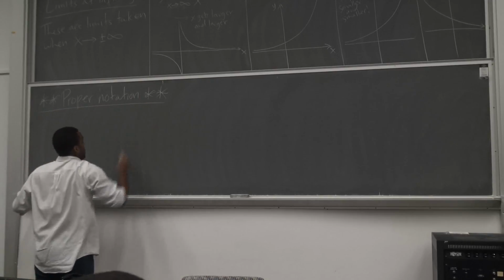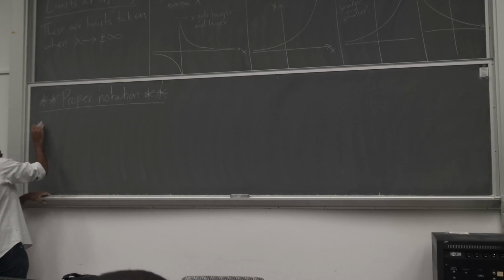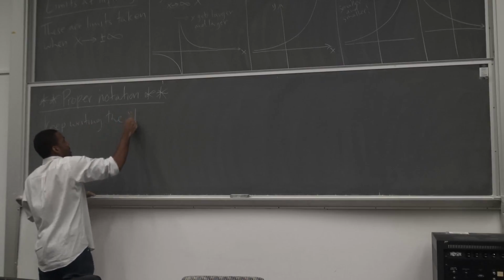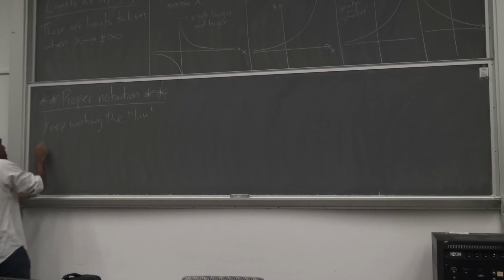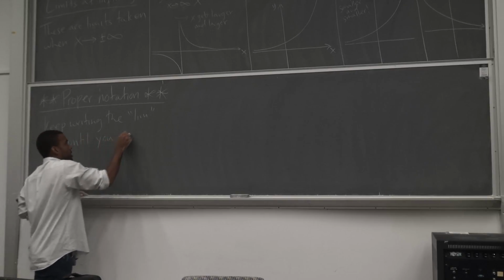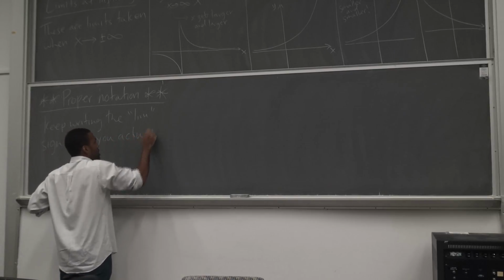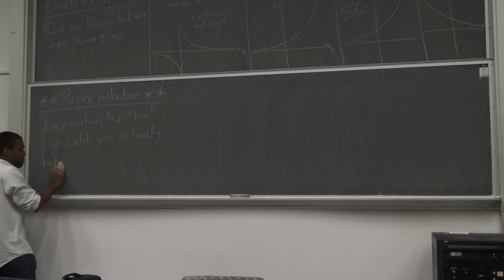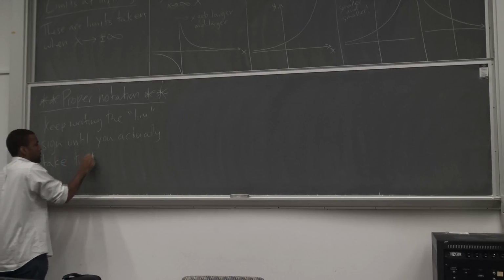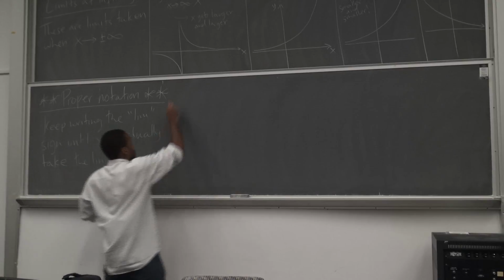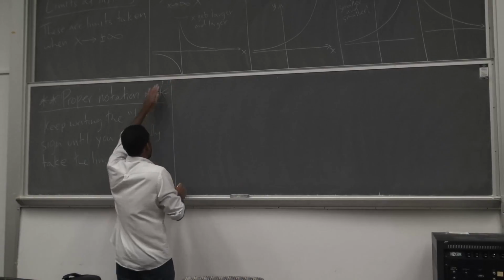So, here's one big thing you want to keep in mind. Keep writing the limit sign until you actually take the limit, meaning plug in the x value or simplify to a point where you can plug in the x value or something like that. It's very important that you know when that point happens.